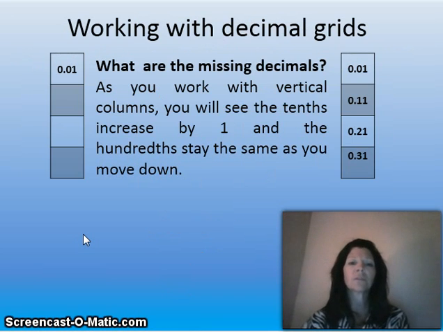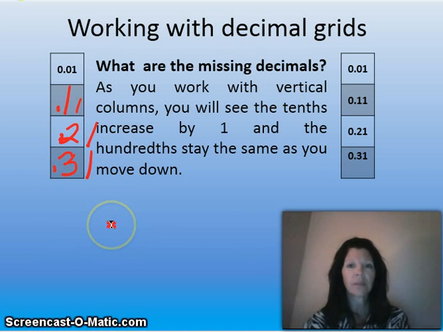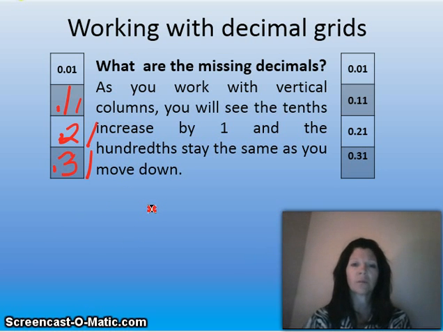All right, working with decimals. For the decimals that are missing, if you look in this pattern to the left and to the right, as you work with the vertical columns, you will see that the tenths increase by 1 and the hundredths stay the same. So here, the tenths increase by 1, you're going from 100th to 1100ths because the hundredths stay the same. Then you are going to 2100ths, 3100ths. It's all about finding the pattern, and you really sometimes have to stop and think about it and not be in a hurry, because it's kind of like a puzzle. Problem solving is always like a puzzle.